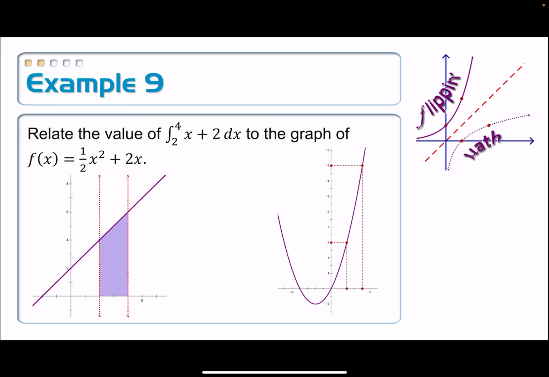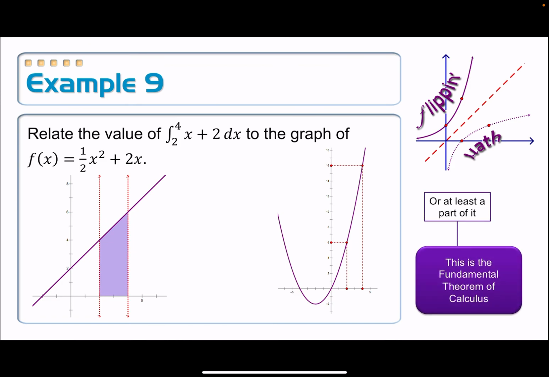And maybe that seems like a stretch to you, but essentially that's exactly what the second fundamental theorem of calculus is all about. In order to evaluate this definite integral very easily, all you have to do is find the antiderivative, and then you plug in your limits of integration, and then you subtract them. That's it. That's the fundamental theorem of calculus, or at least a part of it. It's the second part of it.